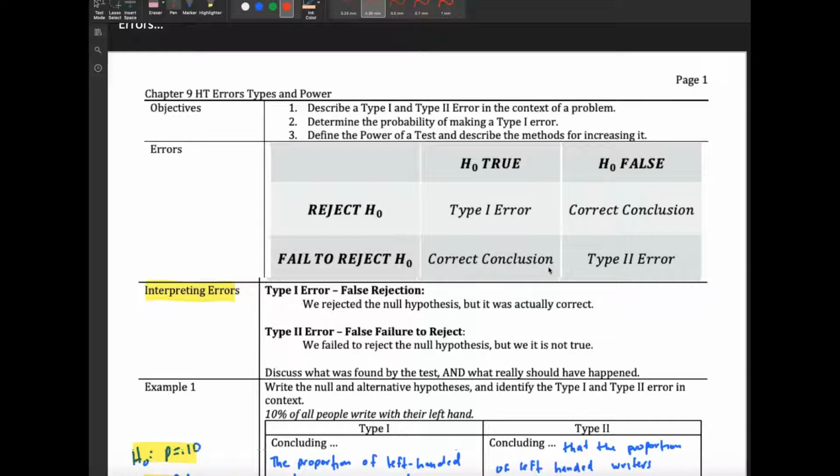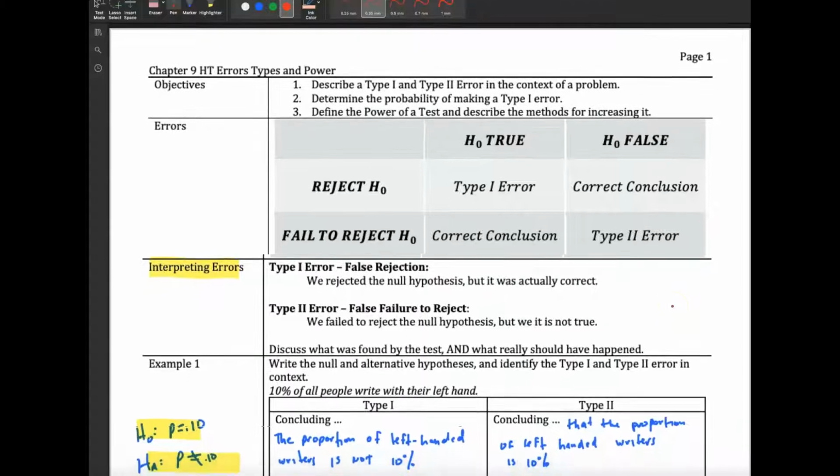And then think about also the fail to reject the null hypothesis. If the null hypothesis is true and we fail to reject it, that's a correct conclusion also. A type 2 error occurs when the null hypothesis is false, but we fail to reject it. And that's a type 2 error. So you've got to think about that as we continue on.